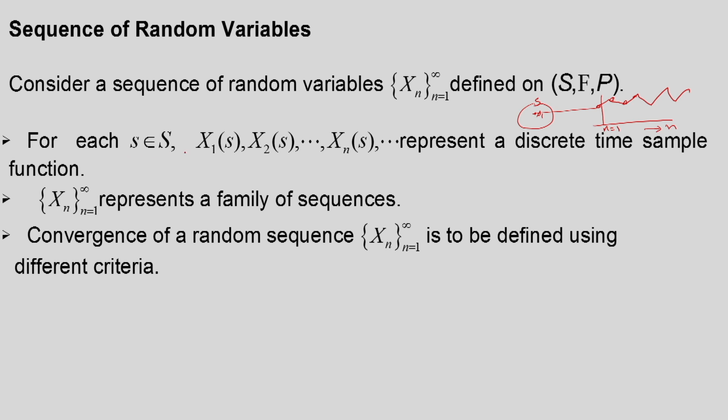So, for each s belonging to the sample space, X_1(s), X_2(s) up to X_n(s) represent a discrete-time sample function for that particular s. Since the sample space contains other sample points, corresponding to each sample point we will get a sample function like this. So, unlike a sequence of real numbers, a sequence of random variables X_n represents a family of sequences. Each sample function is a sequence, therefore it is a family of sequences. And here lies the problem in defining convergence as for a sequence of real numbers. Since it is not a single sequence, convergence of a random sequence has to be defined using different criteria.